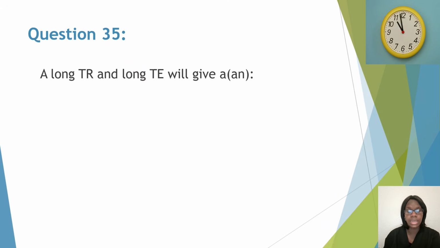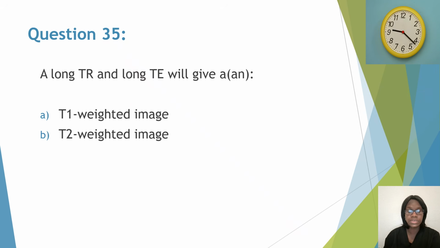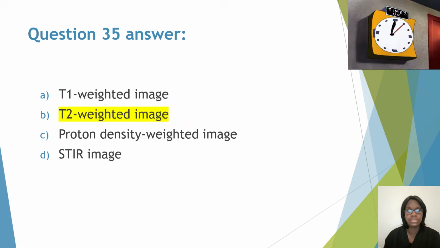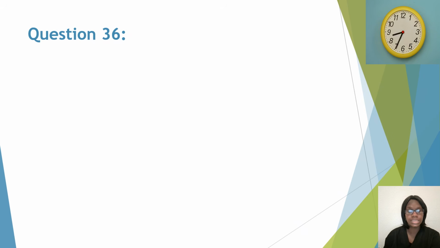Question 35. A long TR and long TE will give a or an A. T1 weighted image, B. T2 weighted image, C. Proton density weighted image, D. Stir image. All right, the correct answer is B. T2 weighted image.